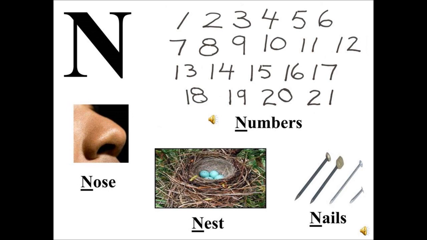N-U-M-B-E-R-S. Numbers. That's a picture of your numbers. In fact, that's number 1, 2, 3, 4, 5, 6, 7, 8, 9, 10, 11, 12, 13, 14, 15, 16, 17, 18, 19, 20, 21. These are in words. Very good. Great job.